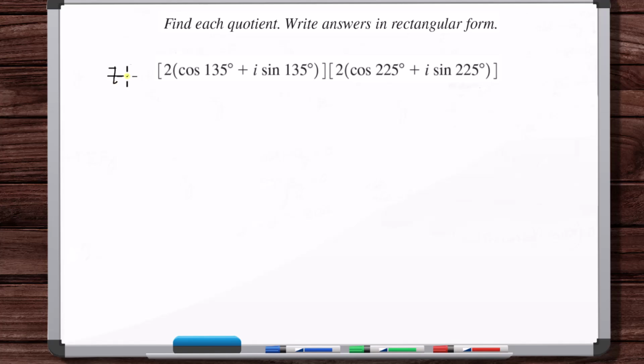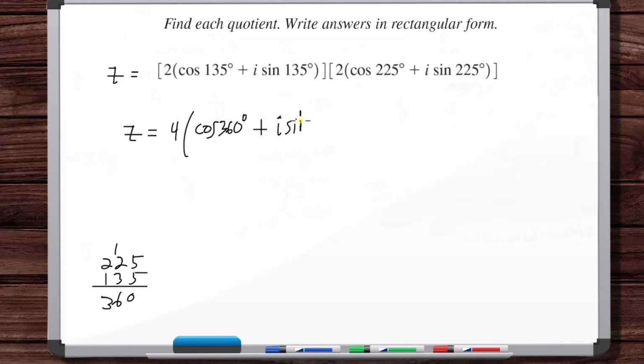This is going to be 4 cosine of 225 plus 135, which is 360. Okay, so there we go. Now putting this in rectangular form, we know that cosine 360 is going to be 1 and sine 360 is going to be 0, so there we go.